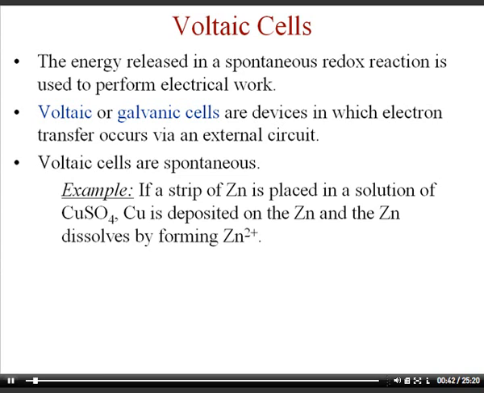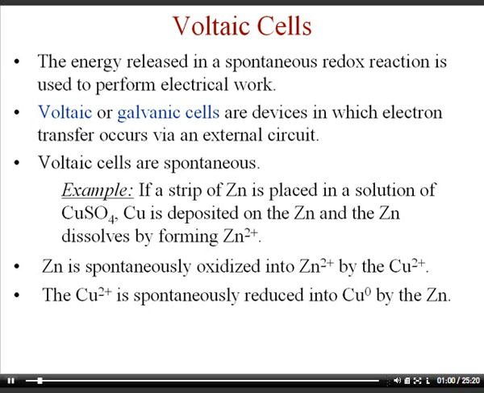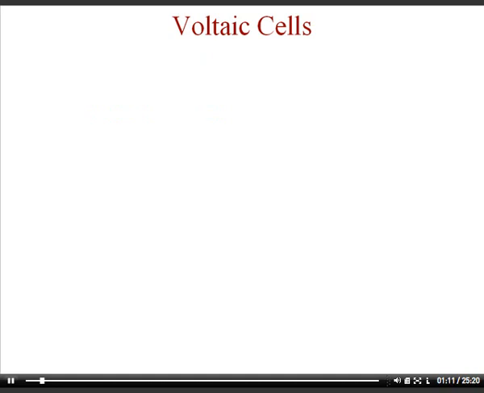If you put a strip of zinc in a solution of copper sulfate, what will occur is that the copper will be deposited on the zinc, and then the zinc will dissolve into the solution, forming zinc 2+ ions. And the zinc is oxidized into the zinc ions by the copper ions, and then the copper is spontaneously reduced to pure copper by the zinc. So the entire process is spontaneous. Zinc is spontaneously oxidized, copper is spontaneously reduced.